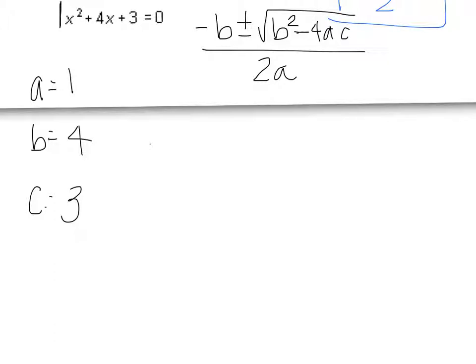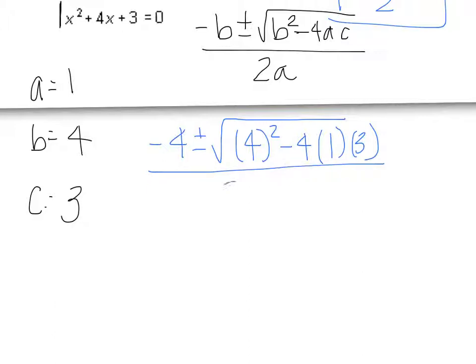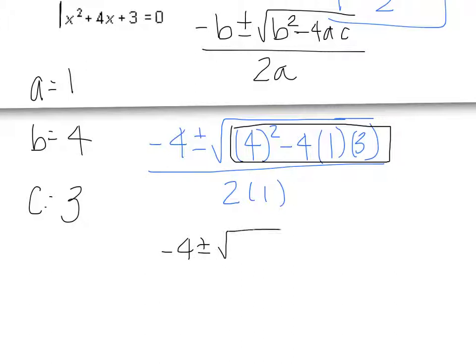So negative b is going to be negative 4 plus or minus the square root of 4 squared minus 4 times 1 times 3 all over 2 times 1. First thing I want you to do is I want you to put this part here in the calculator and see what that gives you. So if we type in 4 squared minus 4 times 1 times 3, we're going to end up with 4. 4 squared is 16. 4 times 1 times 3 is 12. 16 minus 12 gives us this 4 here. That's where that comes from. And then 2 times 1, the denominator is just 2.